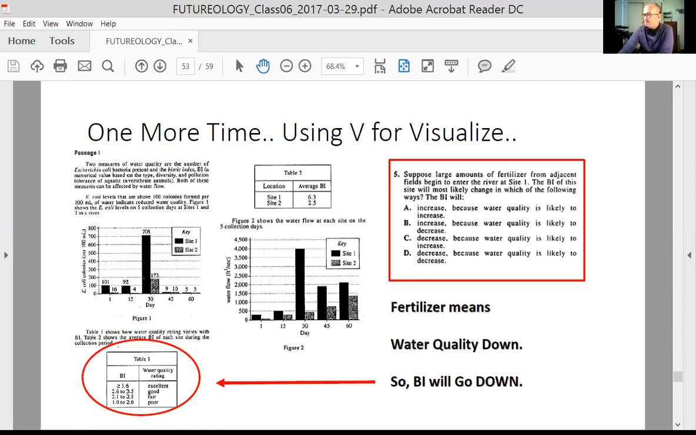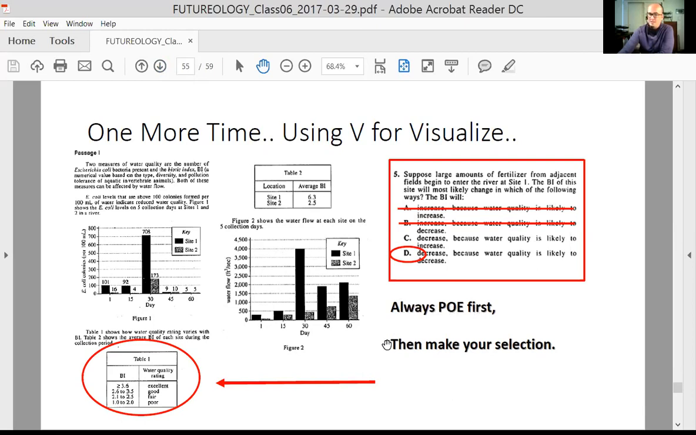So water quality is going to go down. So if water quality goes down, we already know from table 1 that BI is going to go down. So it's not A or B because those say BI increases. And then we take a look at C and D, and very clearly it's going to be D because water quality is going to go down. Again, POE first, then make your selection between the 2 answers.